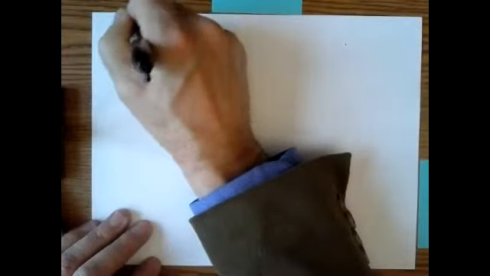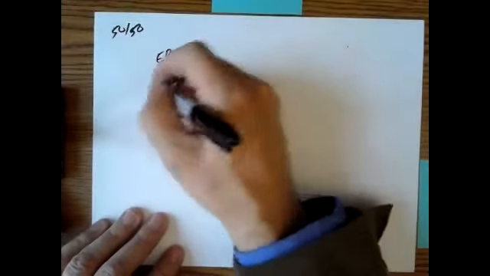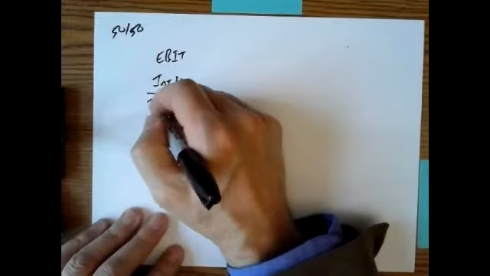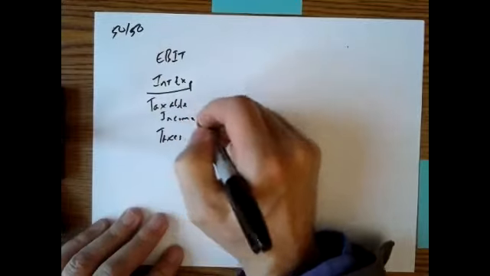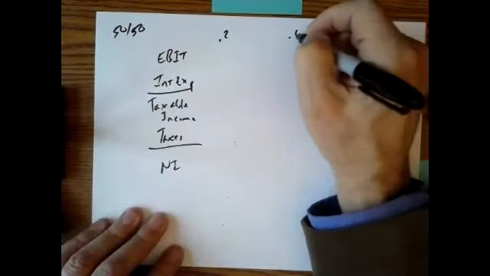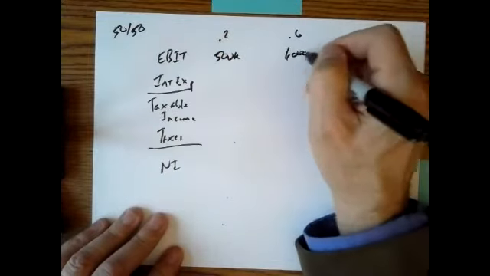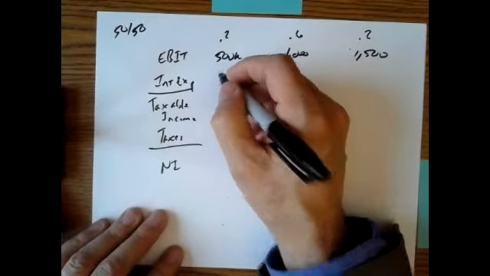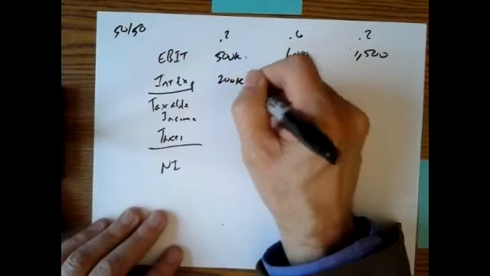So for 50/50, we're just going to have the same setup here: EBIT, interest expense, taxable income, taxes, and net income. So you have 20%, 60%, 20%. So the EBIT is 500,000, 1 million, and 1,500. The interest expense, so now we're assuming 8% interest expense. So that's going to be 200 across the board.